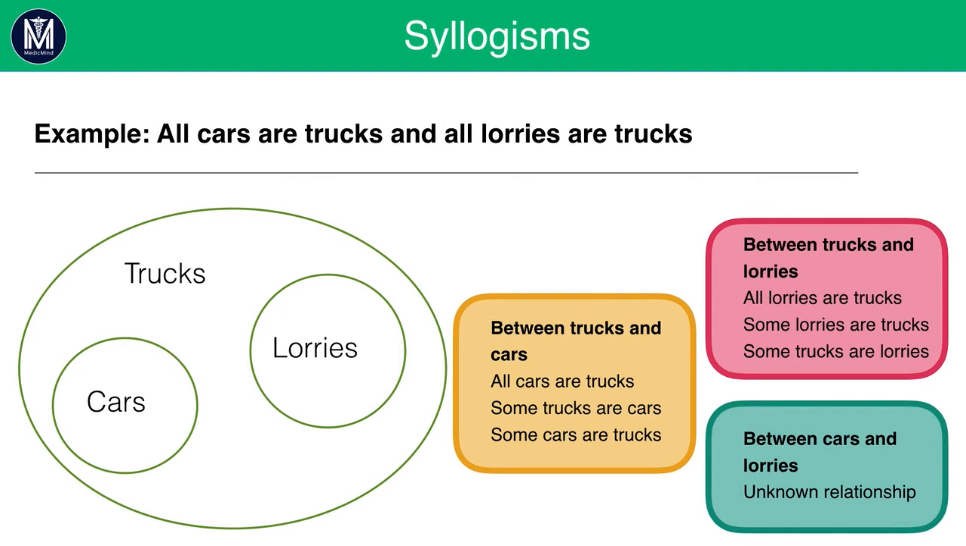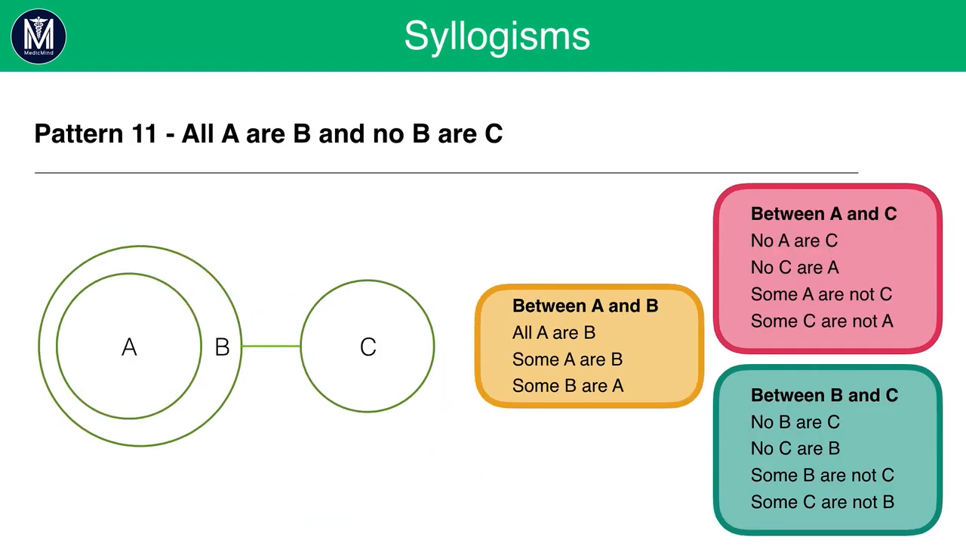This should be really easy now. Between trucks and cars, we know that all cars are trucks, some trucks are cars, and some cars are trucks. Between trucks and lorries, we know that all lorries are trucks, some lorries are trucks and some trucks are lorries. Between cars and lorries, there is an unknown relationship.